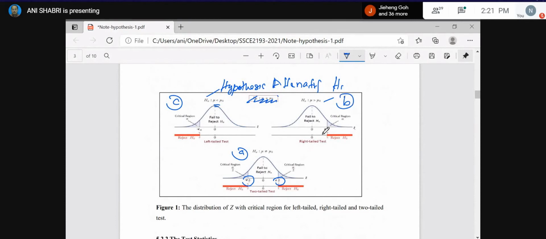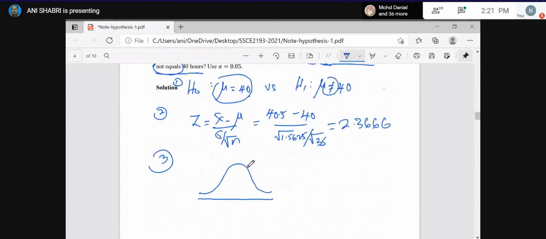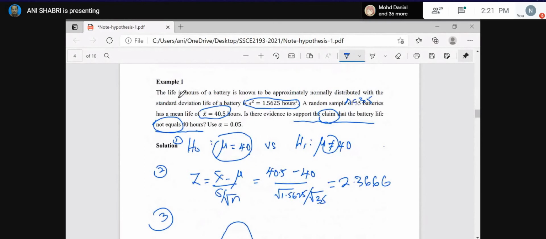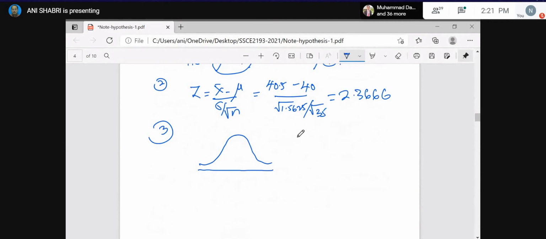This one is alpha and this one is Z alpha. No need to divide by 2. For the not-equal case, alpha must be divided by 2. Okay, for this one, what is alpha? Alpha is given, alpha is 0.05. Alpha is the error.